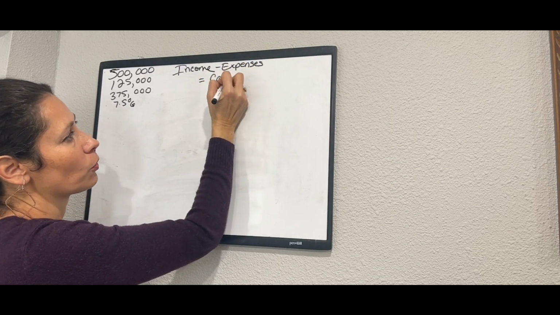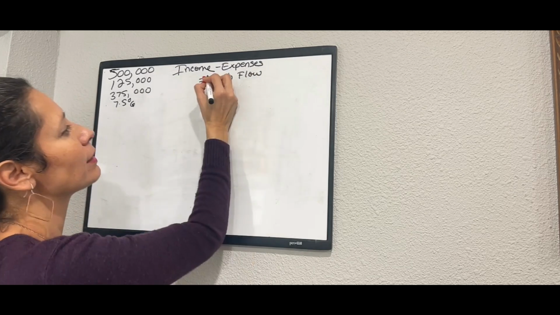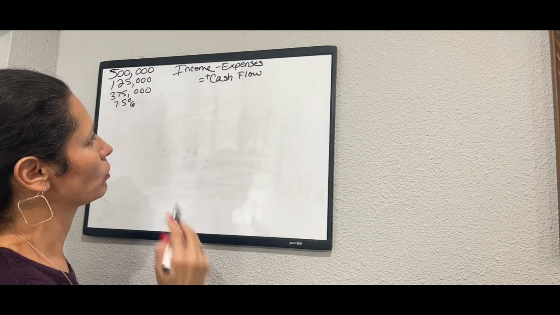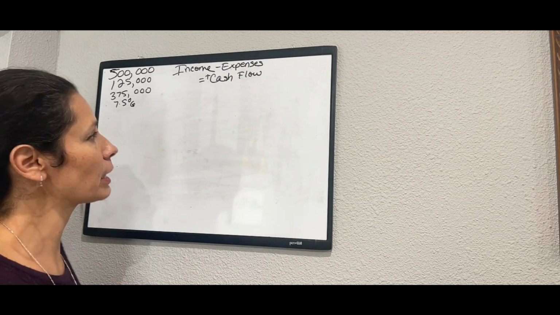So we are doing income minus expenses equals cash flow. That's what we're trying to find out. And not just any cash flow. We want positive cash flow. So first, we're going to look at income. Where's our money coming from?